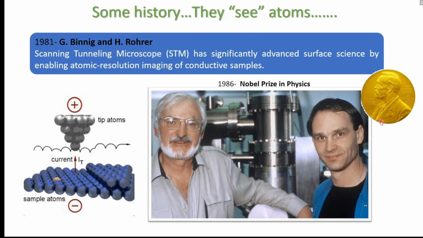And of course, we have to mention Binnig and Rohrer. Their contribution was especially important for nanotechnology because in some way they promoted the evolution and the spread of nanotechnology. They also received the Nobel Prize in 1986.